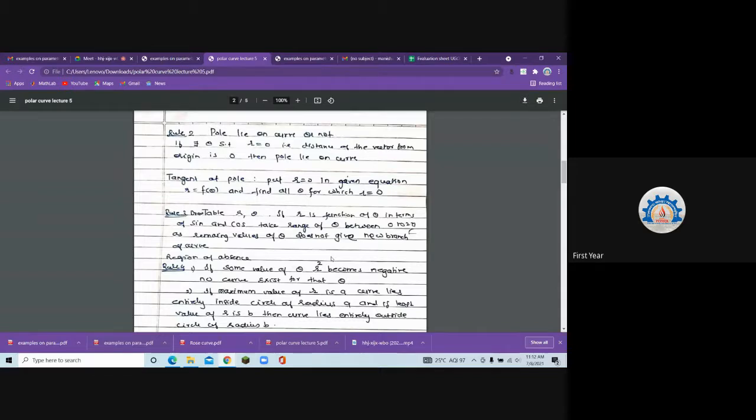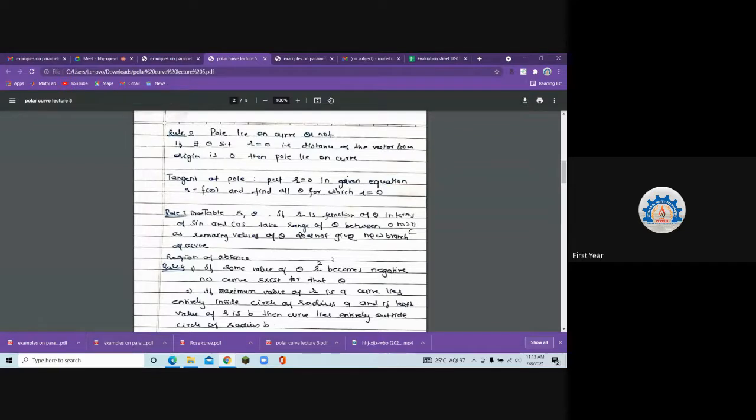If for some theta, r is becoming 0, the radius vector is 0. That means the length of that vector from the origin is 0. So where are you going to plot that point? Origin. At origin. Understood? There is no distance at all, so the point is at the origin. So when will the pole be on the curve? If there is a theta for which r is becoming 0, that is, the radius vector is at distance 0 from origin, that means it is at the origin only, so the pole will lie on the curve.